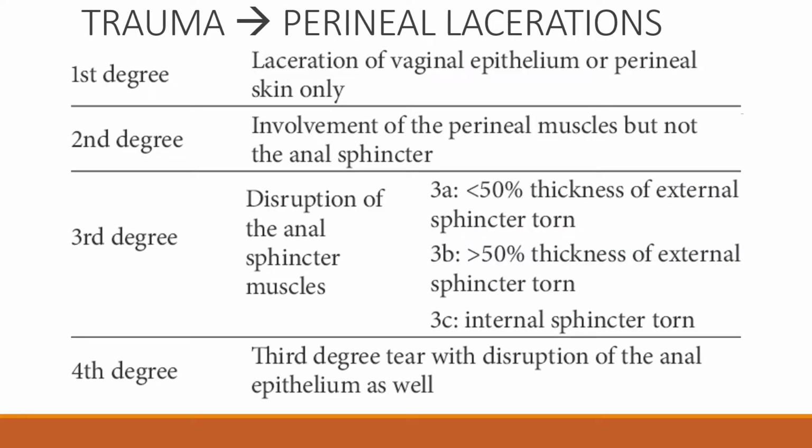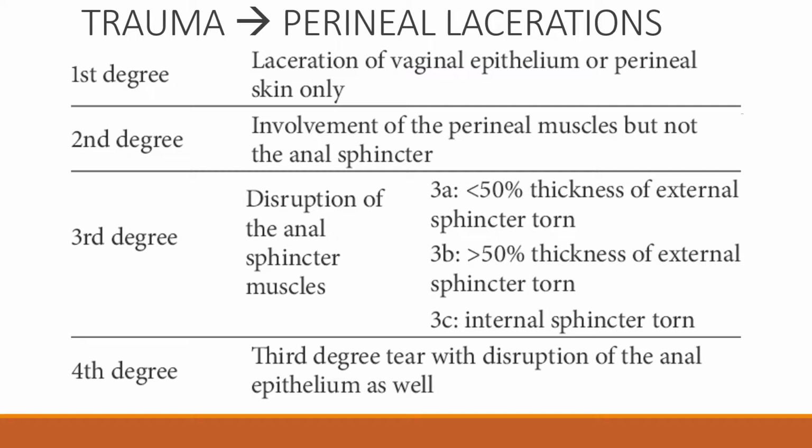So now I disappeared from the camera to allow you to see the slide better, and we will see that the perineal lacerations have 4 degrees. The first degree is the laceration of vaginal epithelium or perineal skin only. That means that only the skin and subcutaneous tissue will be affected in the first degree. The second degree is the involvement of the perineal muscles but not the anal sphincter. So the fascia and musculature of the perineal body will be affected.